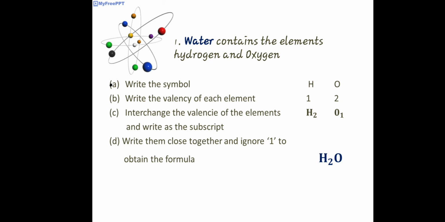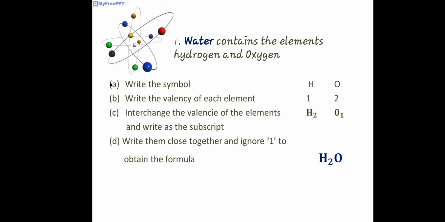I-change mo yung subscript or valence number ng element mo. So si oxygen ay 2, i-change niya kay hydrogen which is 1. So magiging hydrogen 2, oxygen 1. Since it is not applicable to make it to a lowest form, hindi naman kailangan. So right now, the chemical formula.